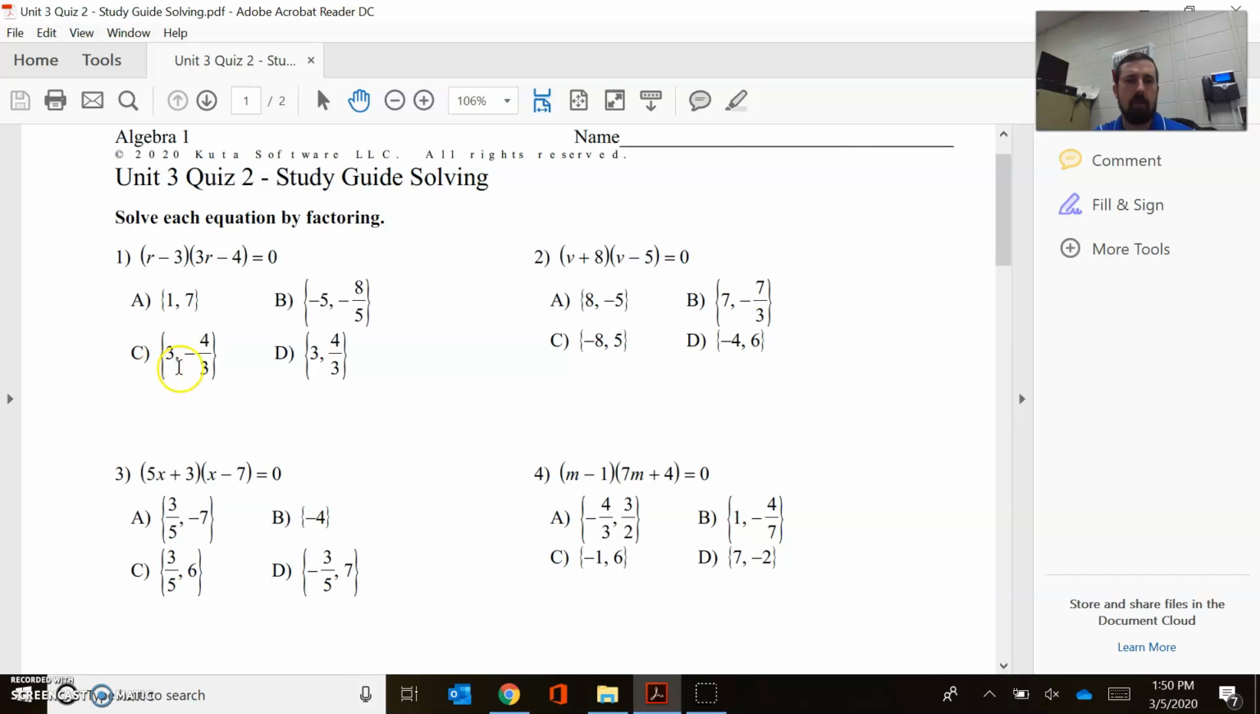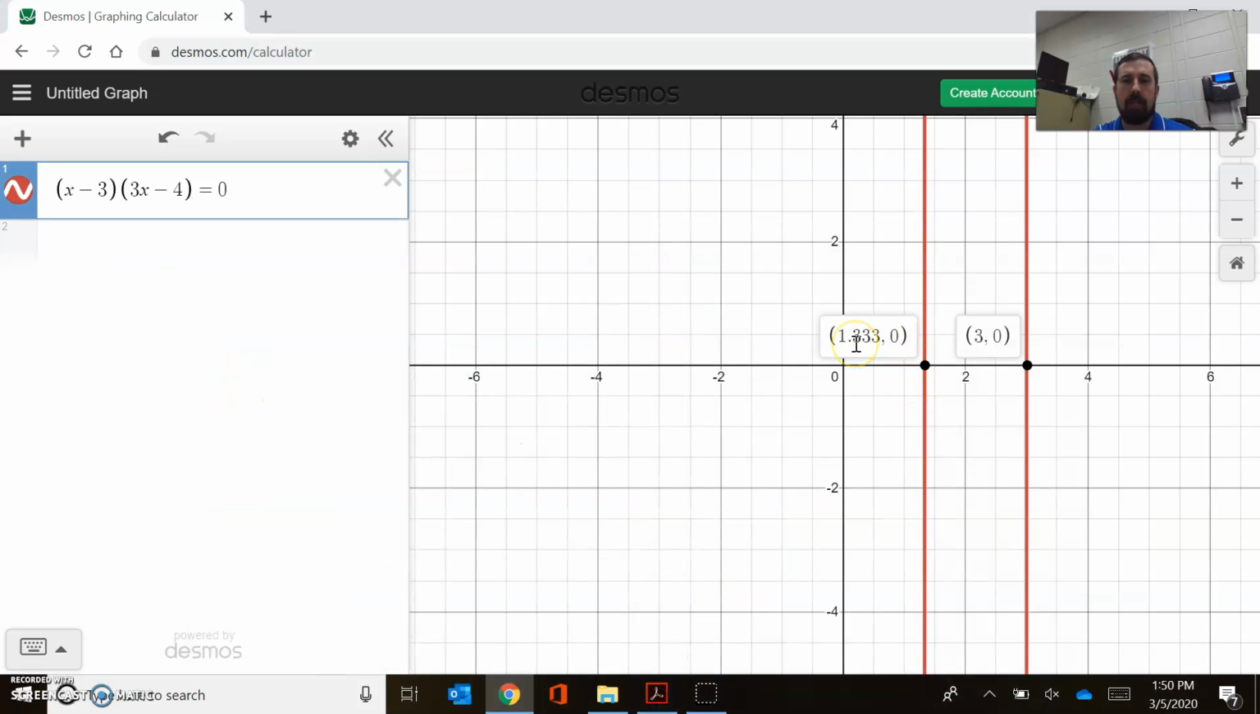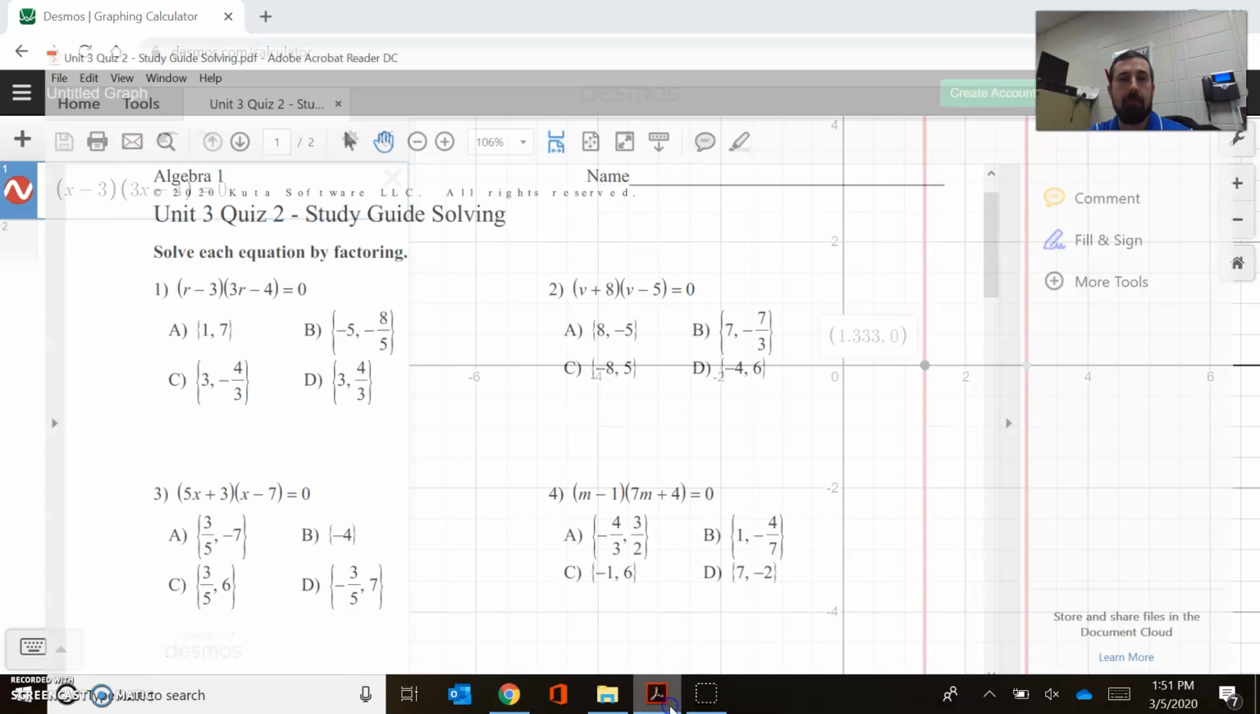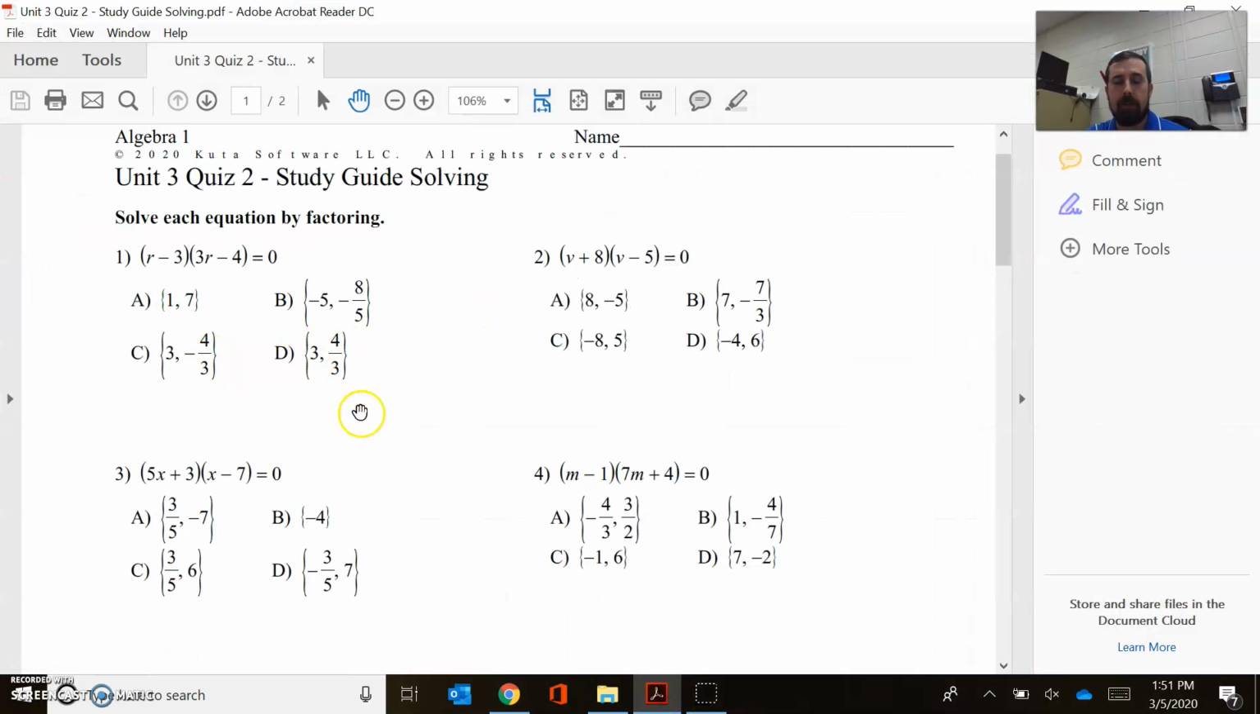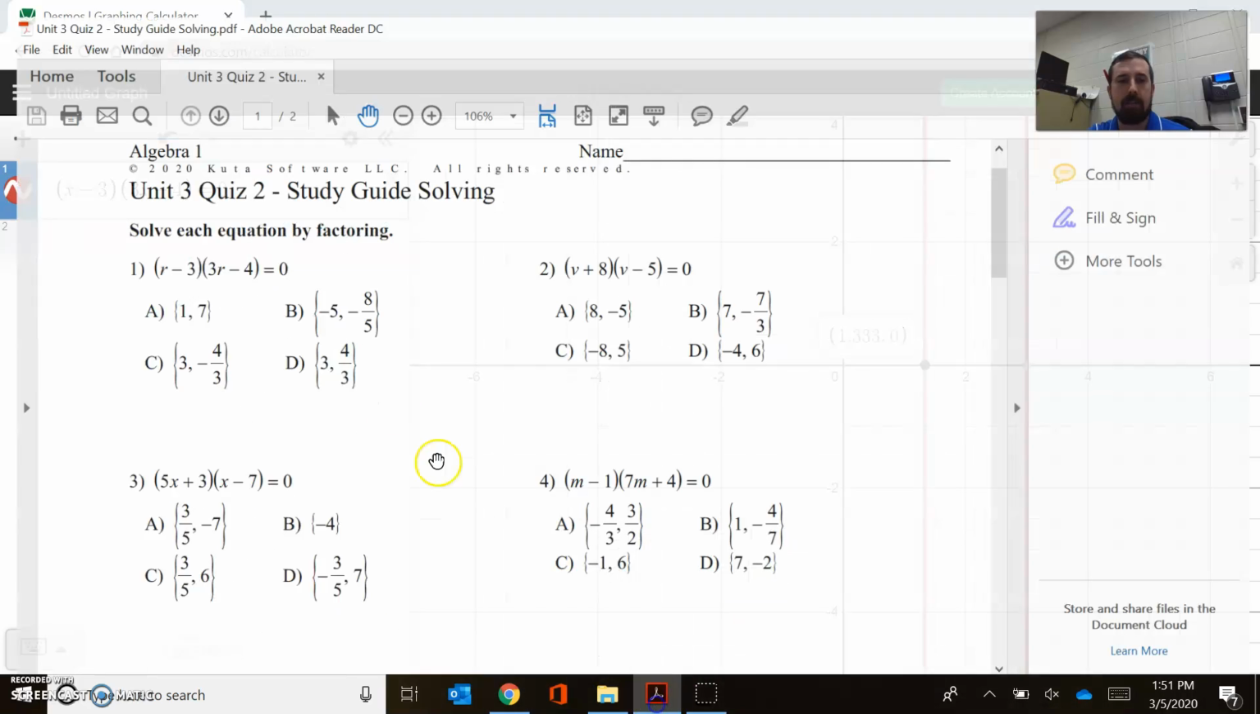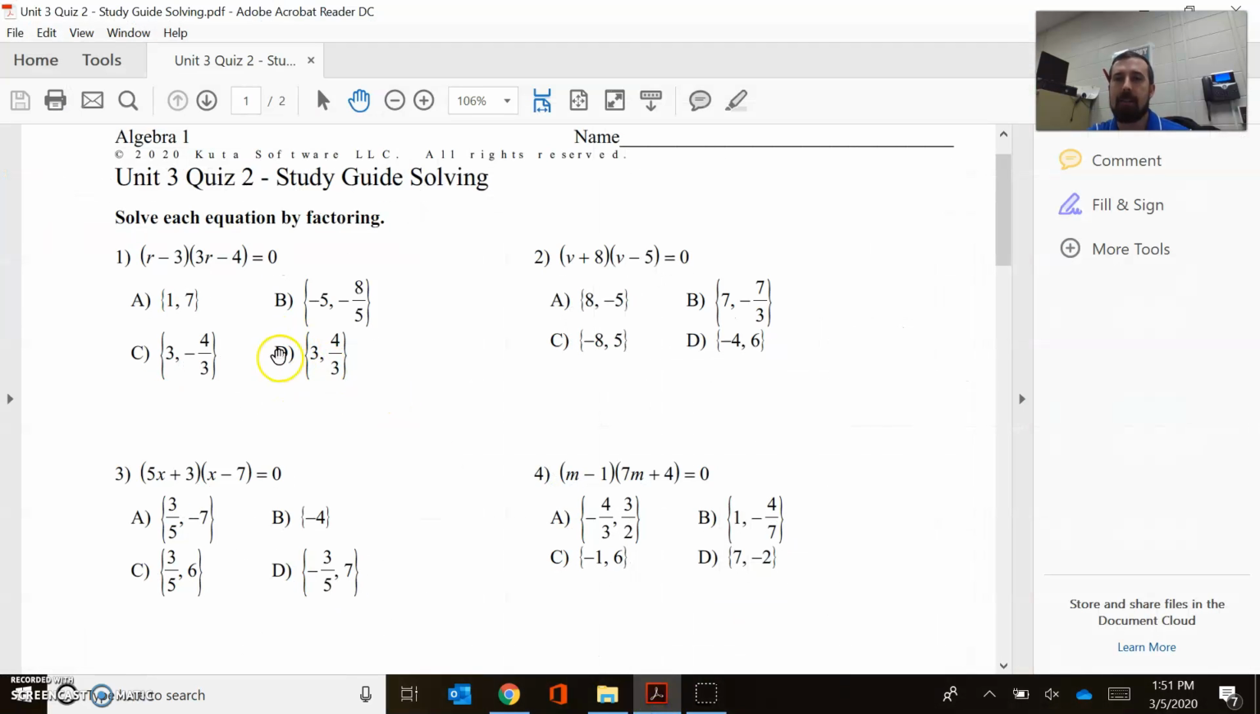So C and D have 3, but we have negative 4 over 3 and a positive 4 over 3. Notice 1.33 repeating. If you plug that into your calculator, your TI-36X Pro, you'll get a negative 1.33 repeating for negative 4 over 3, or a positive 1.33 repeating for 4 over 3. Notice that's a positive, so the answer has to be D, because it's a positive 4 over 3, which is 1.33 repeating.